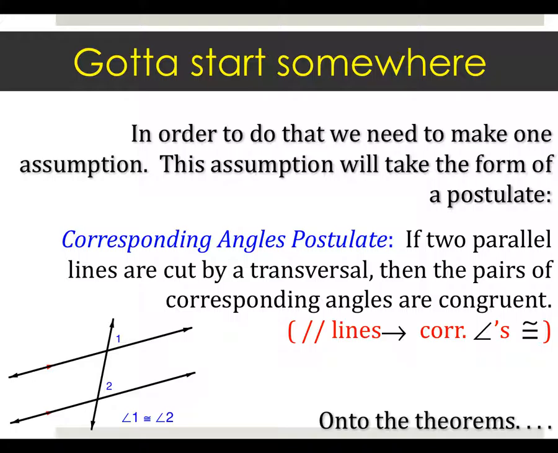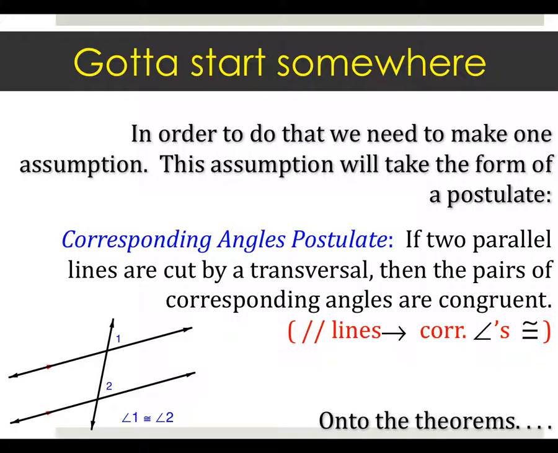Now, once we've established that, we can say the following. If you have two parallel lines that are cut by a transversal, then the corresponding angles are always congruent, which is shortened over here. Parallel lines, the arrow means implies that the corresponding angles are congruent. Easy. We're not going to talk about it because it's a postulate. We don't have to prove it. We're just going to move forward from there.